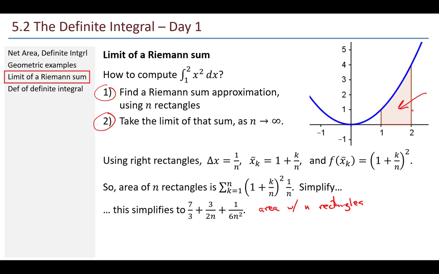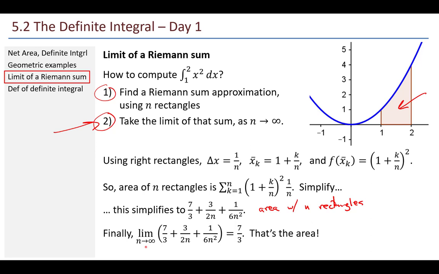It's not the full area under the curve yet. That's just a rectangle approximation. But now, here's step 2. I take the limit as n goes to infinity, as the number of rectangles goes to infinity, and this whole expression turns into 7/3. And that is the true area under the curve. That is the true area there. And it's kind of impressive that we can do that. This is the power of calculus, that we can find the real area. Okay, let me back up a little bit. Now I'm going to take some time showing how this simplification works.